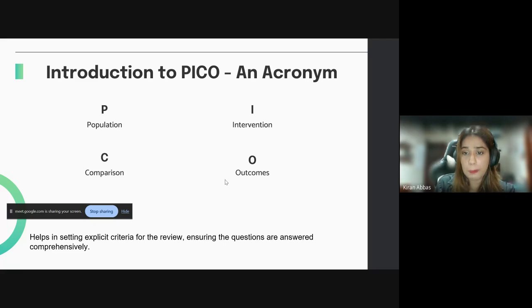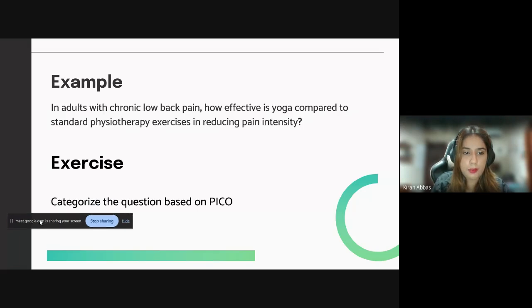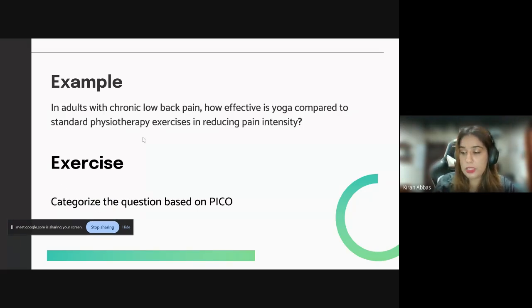You're going to now apply this in the next example as well. Let's see. So this is a hypothetical research question. Here it says the example of the research question is that in adults with chronic low back pain, how effective is yoga compared to standard physiotherapy exercises in reducing pain intensity? Now I want you guys to take a minute or two and categorize this question based on the PICO.